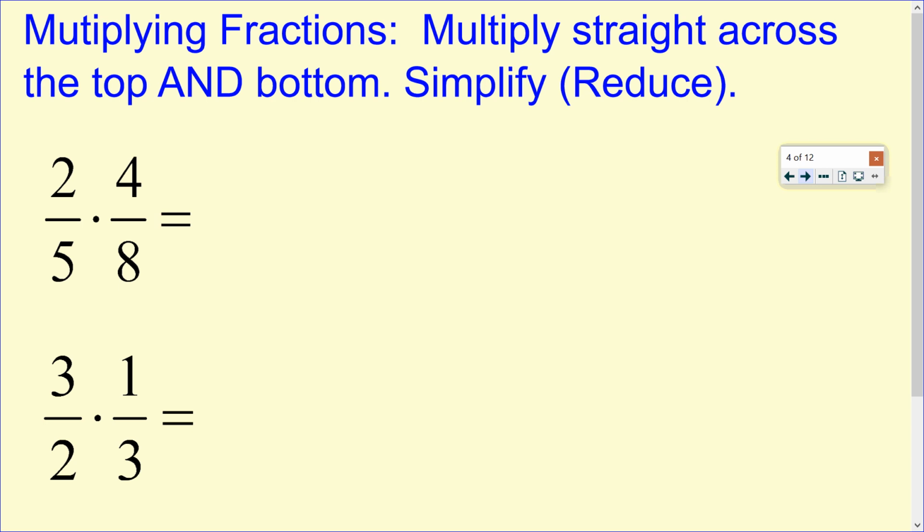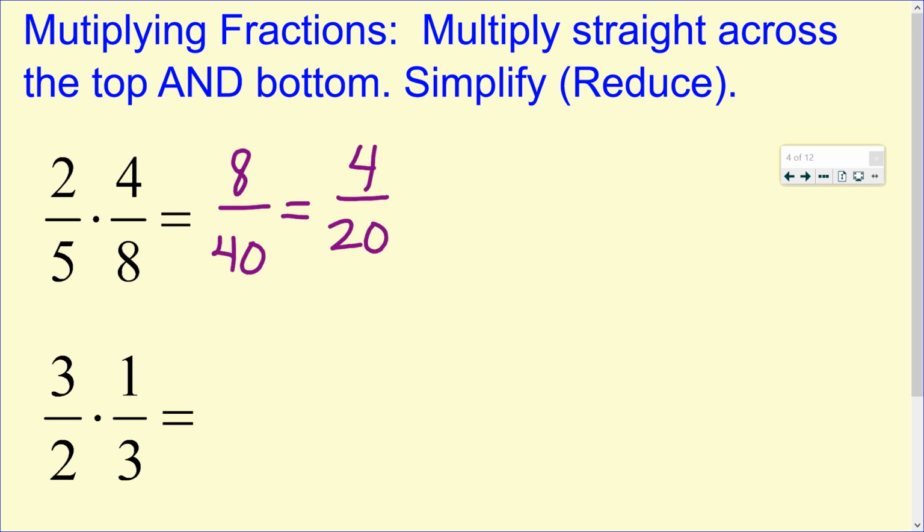What am I going to get in the numerator? 8. Wonderful. 2 times 4, 8. There we go. Denominator, I have 5 and 8, which multiply to 40. 8 and 40 definitely have something in common. What are those both divisible by? 2. Okay, now 2 is not the biggest one, but that's okay. Let's divide them both by 2.